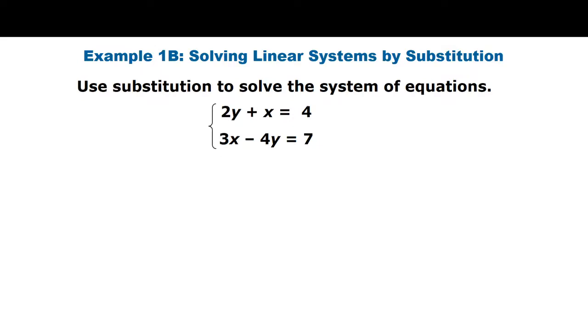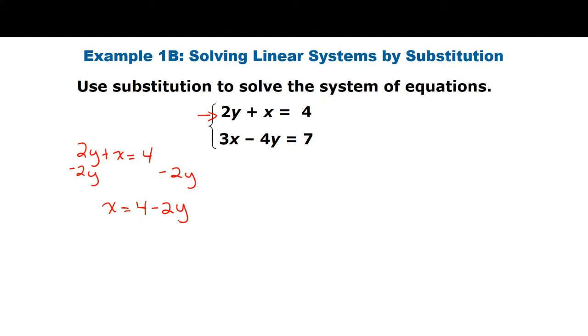And so let's try another one. In this case, solving one equation for one variable isn't quite as easy, but it's almost as easy. So I'm going to choose this one because the x is almost by itself. So I'm going to say 2y plus x equals 4. And I want to solve for x, so I'm going to subtract 2y on both sides. So that leaves me with x equals 4 minus 2y.